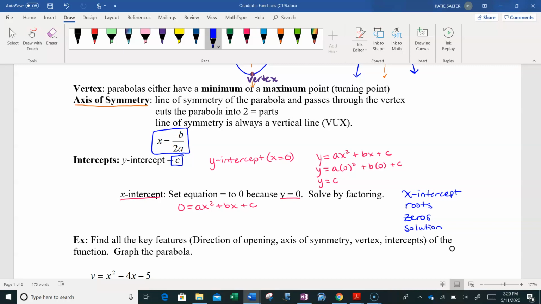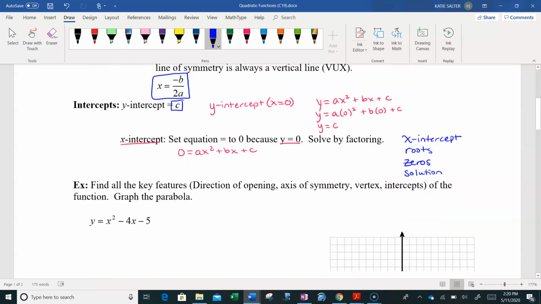As weird as that is, all four of these words mean the exact same thing. If it says to find the x-intercepts, or to find the roots, or to find the zeros, or the solutions, they all mean find the x-intercepts, or to solve and find the solutions of the equations. All right, so let's put all this together and do some problems.